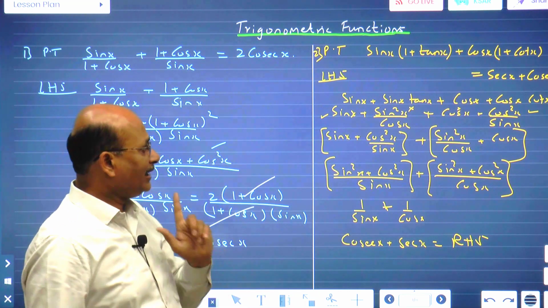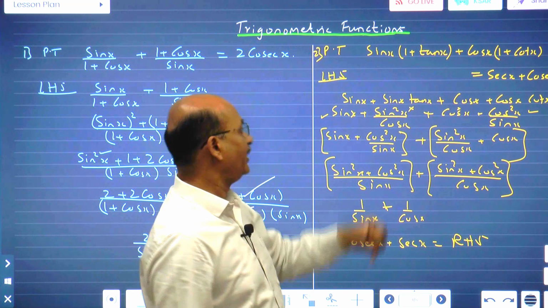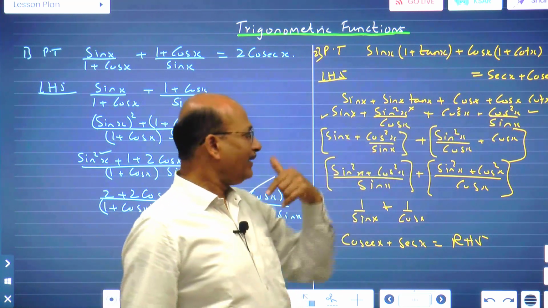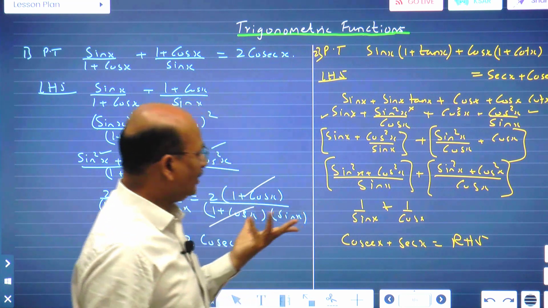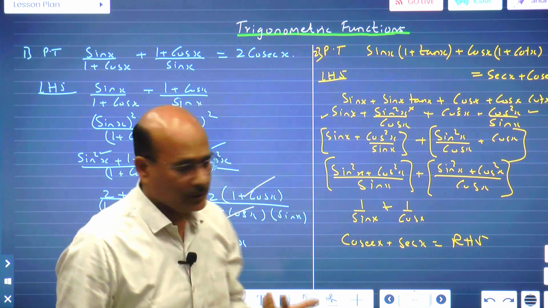Keep that in mind, that is very important. In the beginning, one of the children put across this point: sir, can I find the LCM here directly for all? You can do that, but I have a feeling that it might work or might not work also. So keep that in mind.